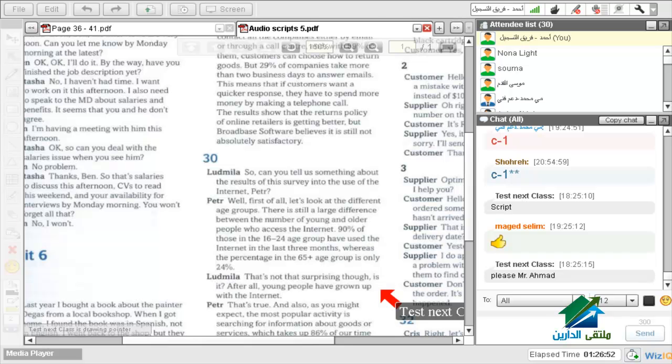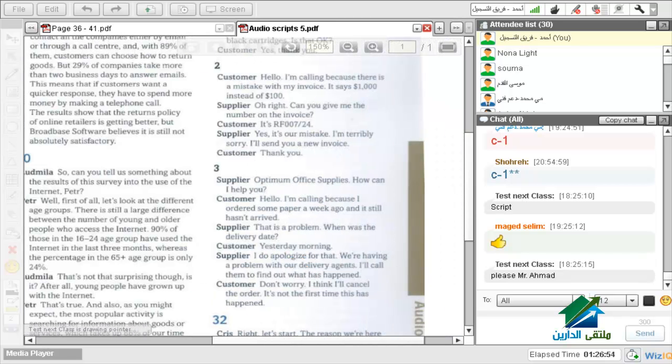Optimum Office Supplies. How can I help you? Hello. I'm calling because I ordered some paper a week ago and it still hasn't arrived. That is a problem. When was the delivery date? Yesterday morning. I do apologize for that. We're having a problem with our delivery agents. I'll call them to find out what has happened. Don't worry. I think I'll cancel the order. It's not the first time this has happened.